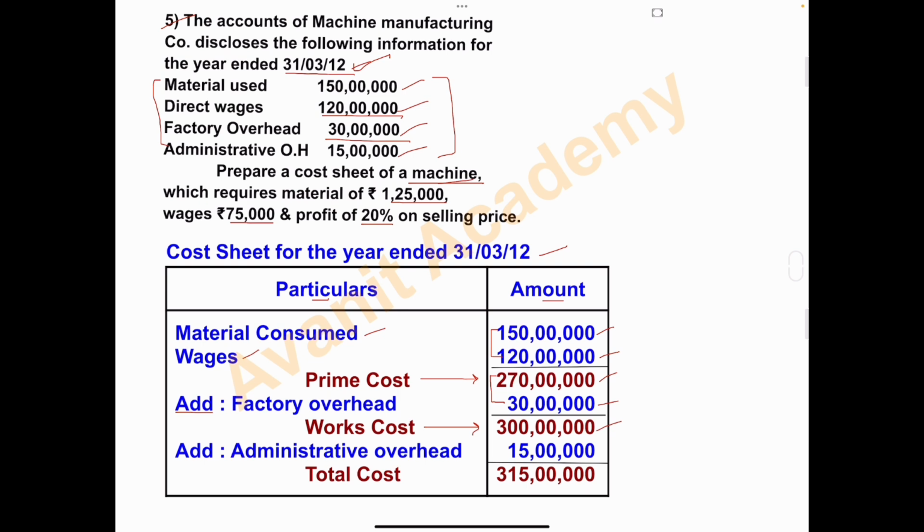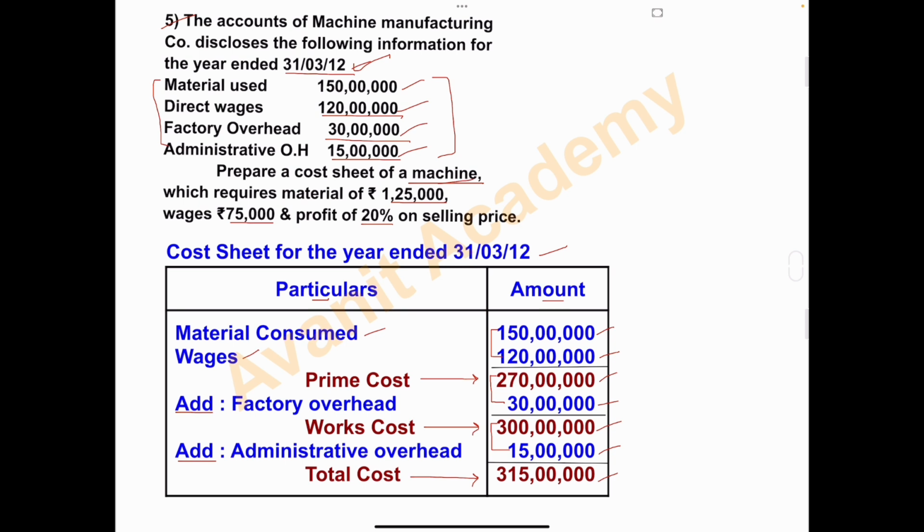Next we have to add administrative overhead. The administrative overhead amount is 15 lakhs, so write here 15 lakhs. Add these two amounts, works cost plus administrative overhead, and the total will be 315 lakhs. This is called total cost. Here they have not given information on the expenses related to selling and distribution overhead, so directly we'll write here total cost, that is 315 lakhs.